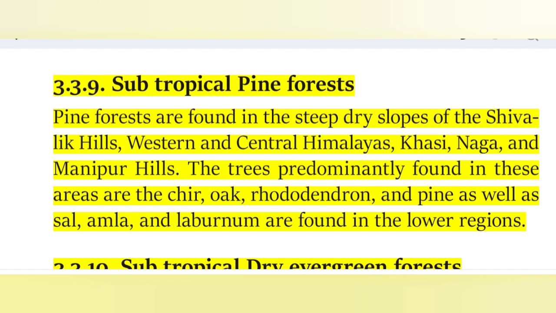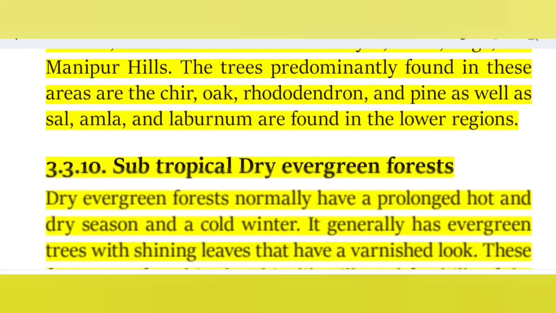Shivalik hills का जो steep dry slope है pine forest मिलता है उधर, ठीक है, and western and central Himalaya, Khasi, Naga and Manipur hill में भी. So the trees predominantly found in these areas are chir, oak, rhododendron, pine as well as sal, amla and laburnum are found in the lower regions.